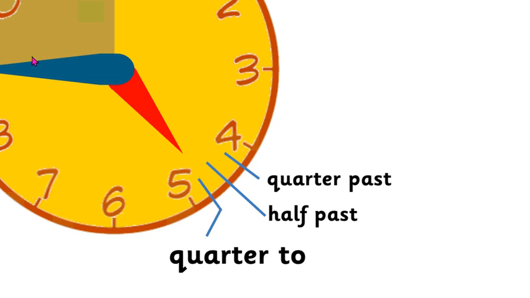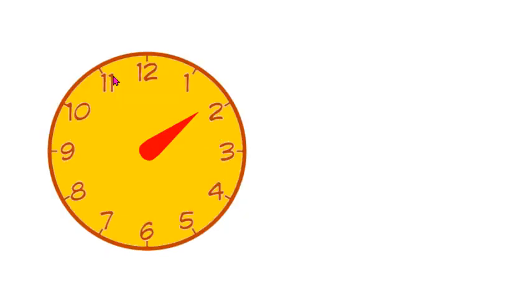Let's take away this minute hand for a little while and just look at the hour hand. We can see this hour hand. It's not quite at the hour. It's gone past halfway. Not quite at the hour. What time do you think is shown on the clock here? This is quarter to 2.